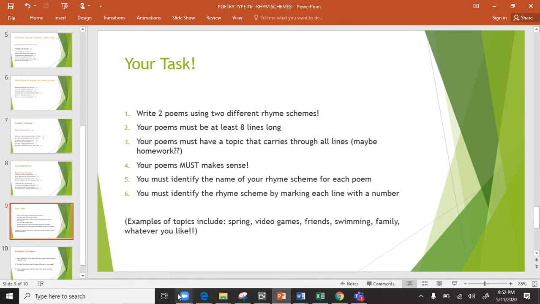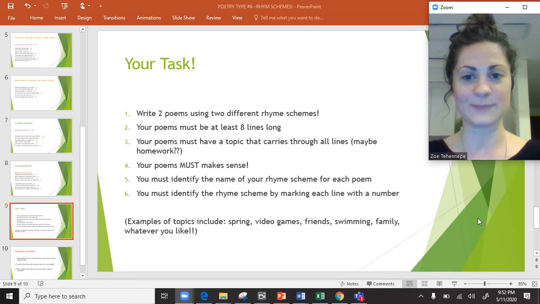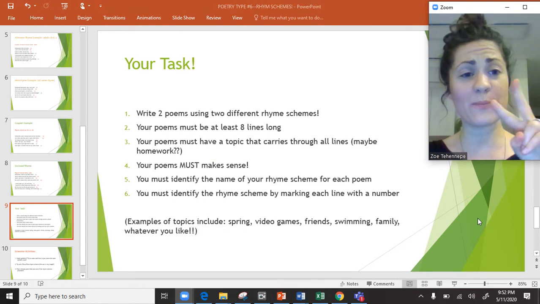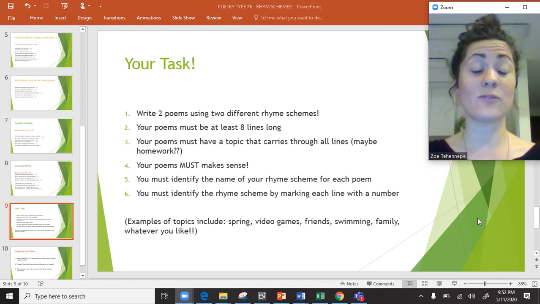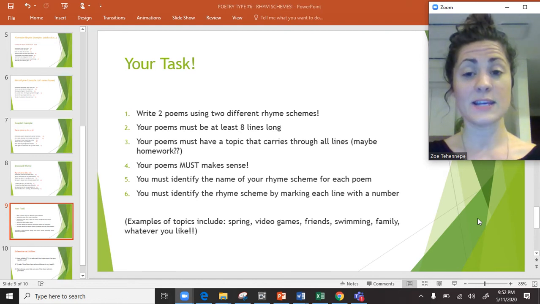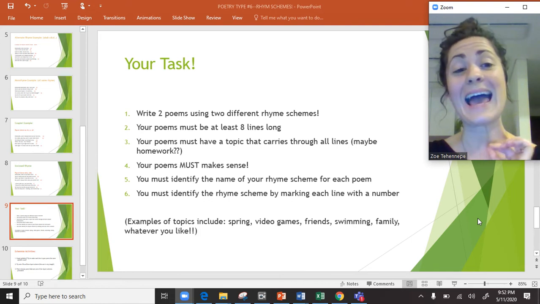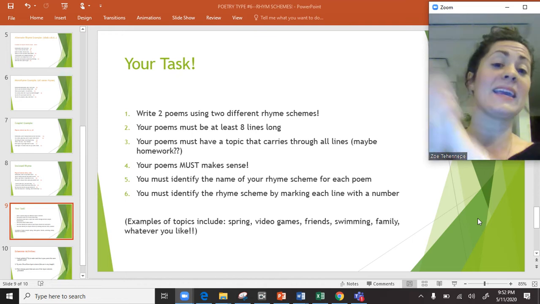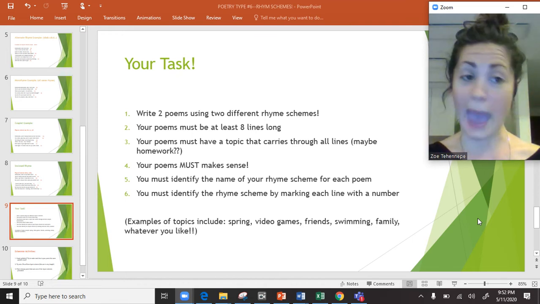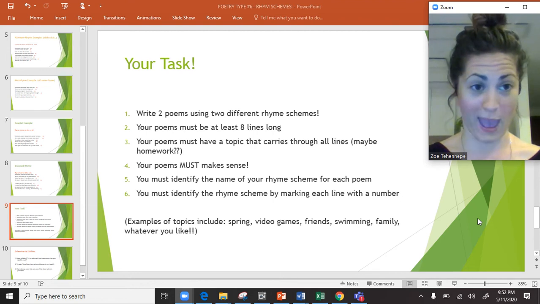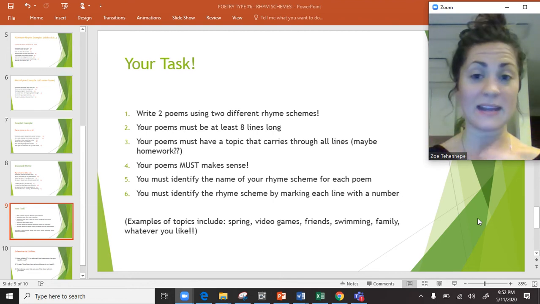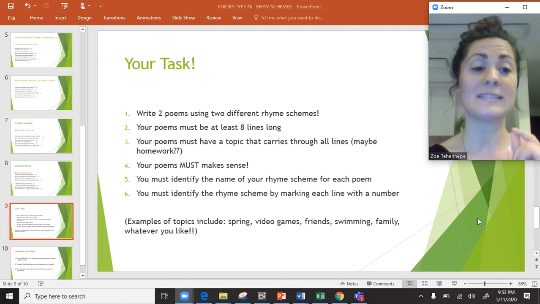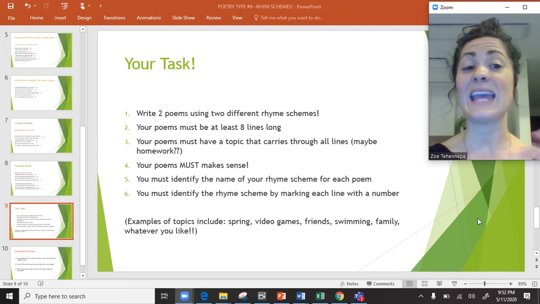Okay, so this is your task. You're going to write 2 different poems with 2 different rhyme schemes, okay? Your poems must be at least 8 lines long. Your poems have to have a topic that carries through all lines. Perhaps you would like to pick up on the homework thread. If not, your poem can be about anything you like. But your poem must make sense. And you have to identify the name of the rhyme scheme that you've chosen for each poem.